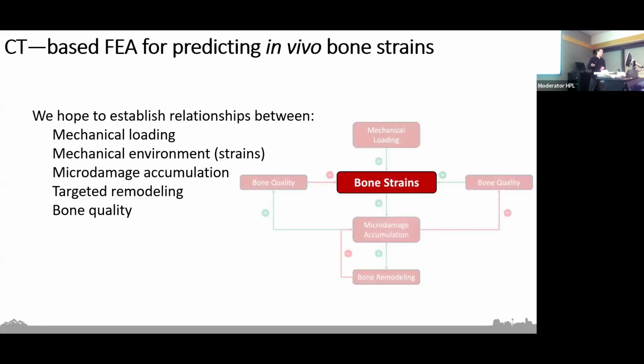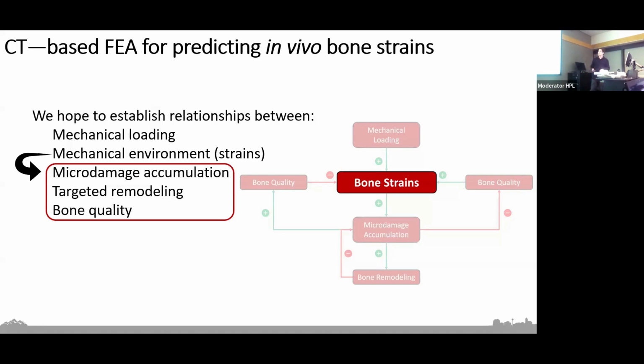And so now I'll bring us back to this conceptual framework here and recall how we were talking about bone strains being at that central point, and they are super important because they initiate this whole process. And it's exceptionally important for investigators who are using these in vivo loading models to have a good idea of what mechanical environment is being produced from those loading devices. And it's critical because those strains actually directly influence the amount of microdamage that's being accumulated, that targeted remodeling response, and the overall bone quality.